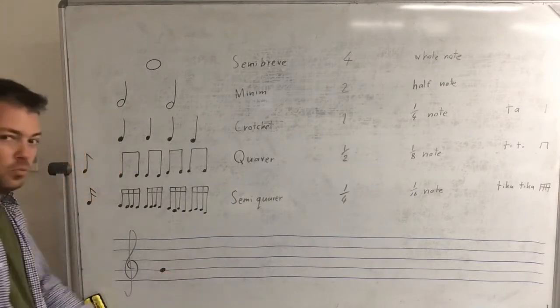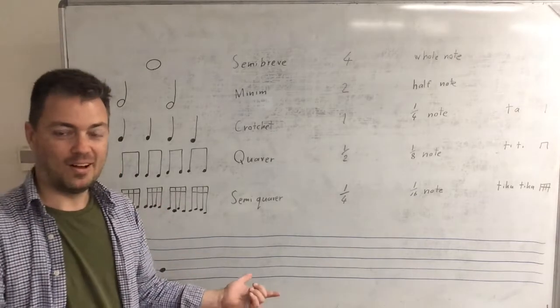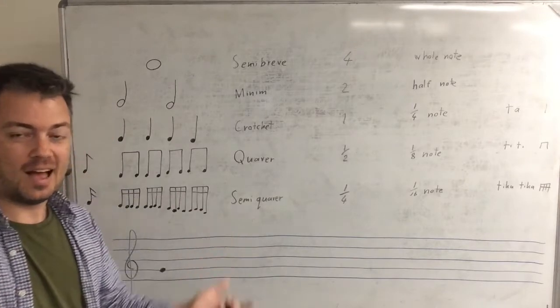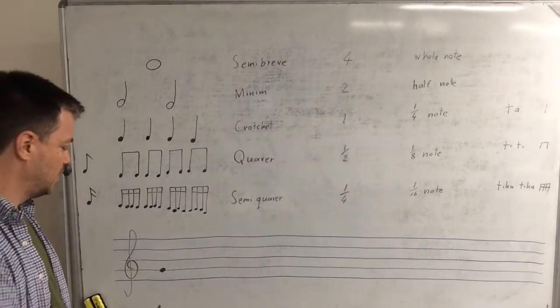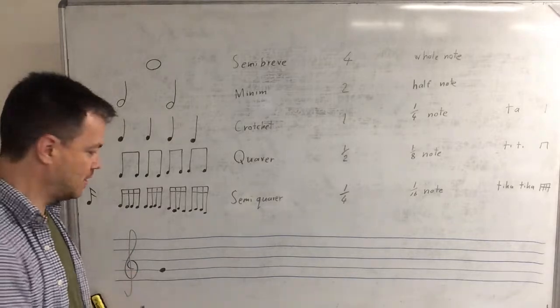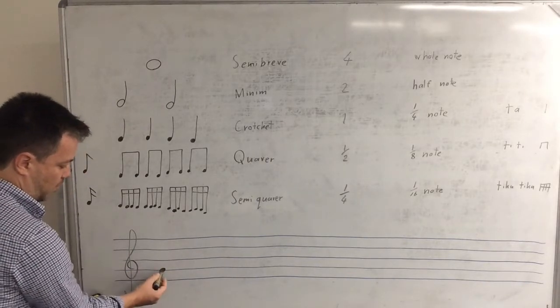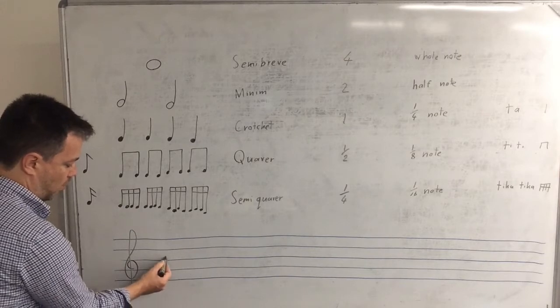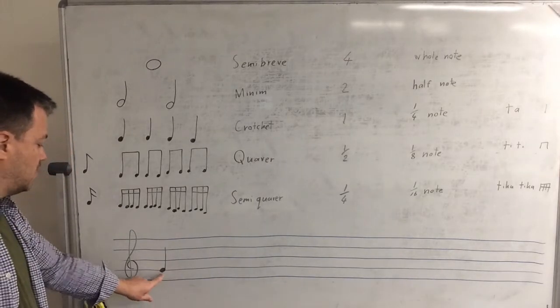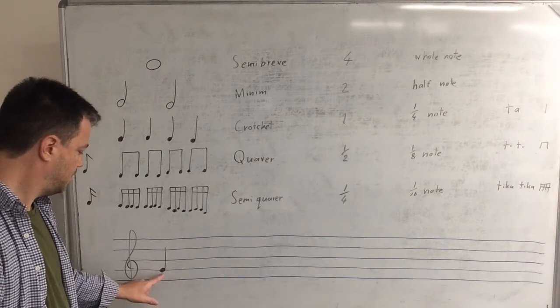Now it's important, where does the stem go? Because it changes depending on where the stem direction is. I'll talk about that in a tick. But for this particular note, if the note is in the bottom half, the stem goes up on the right. Okay, so that's how you draw a crotchet.